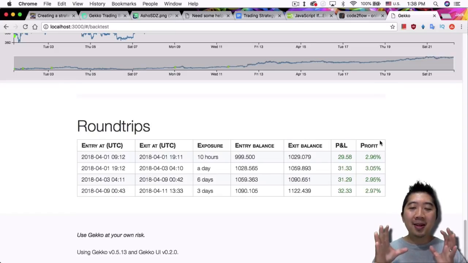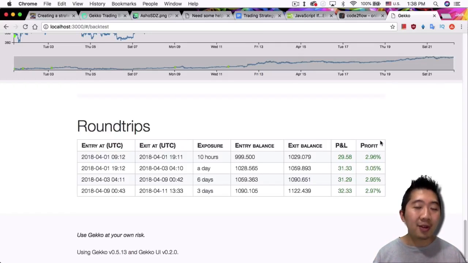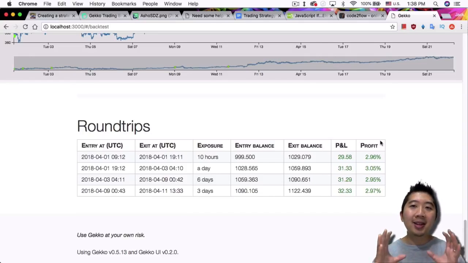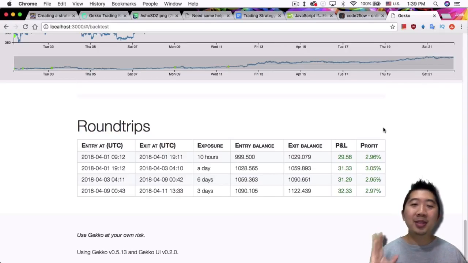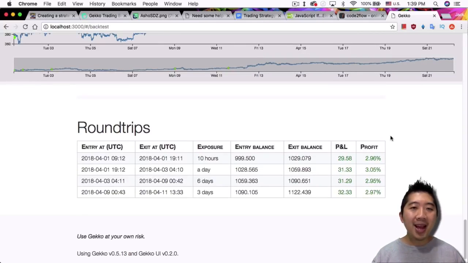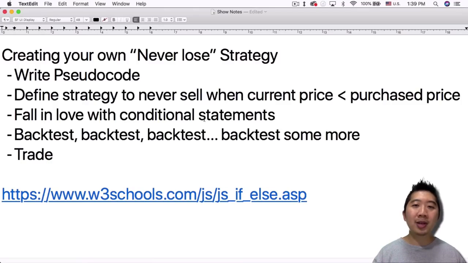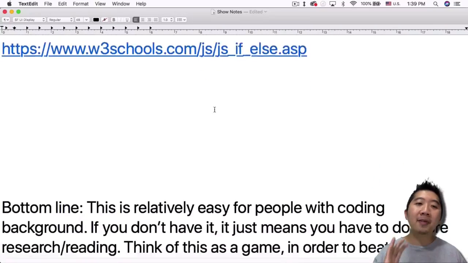That's one thing that a lot of people who started using Gecko from the very beginning, myself included, ran into. I was super frustrated with Gecko when I first used it because it was making losing trades. Now, with this particular strategy, or with a strategy that you guys create that won't sell if it's a losing trade, at worst you will be holding bags, but at least you won't be losing money. So that is pretty much it, guys. I just want to let you know the bottom line for this.